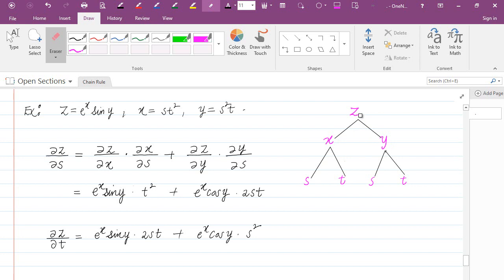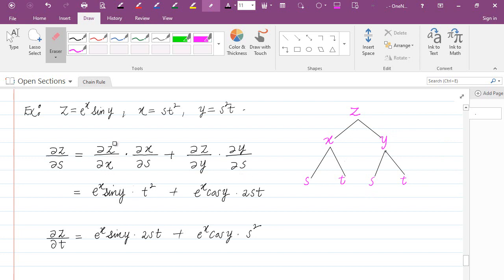And so via composition, we can say z is a function of s, and then we can ask, what's the partial derivative of z with respect to s? Well, what we do is we take the partial derivative of z with respect to x multiplied by the partial derivative of x with respect to s, right here, plus the partial derivative of z with respect to y multiplied by the partial derivative of y with respect to s.